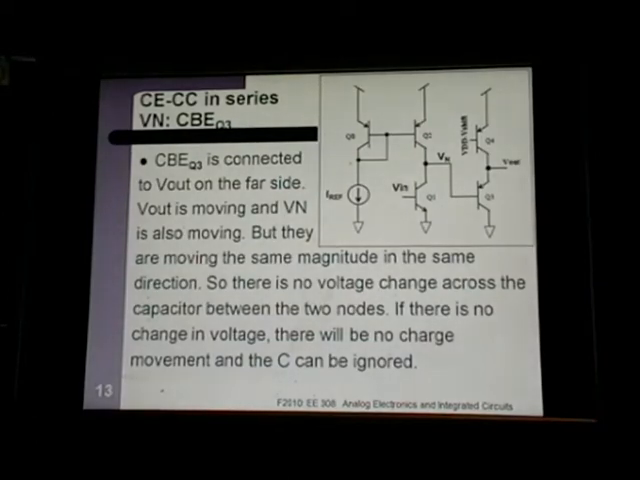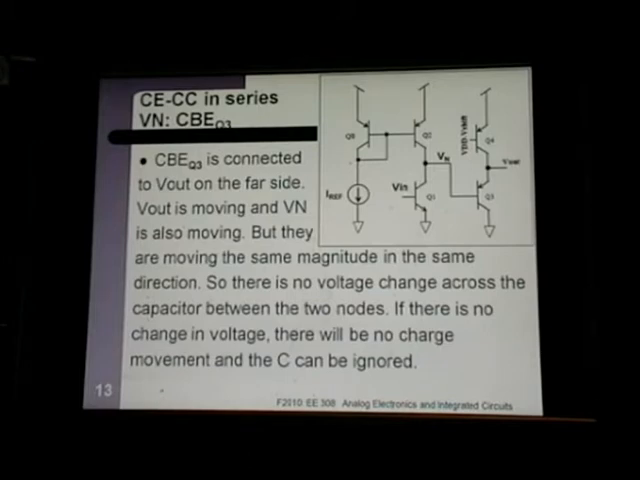Okay, in the CBE of Q3, you need to recognize that Q3 and Q4 make up an emitter follower. That means that whatever change in voltage at the base of Q3 there is, that exact same change shows up at V out. So V out is moving the exact same amount in the exact same direction.